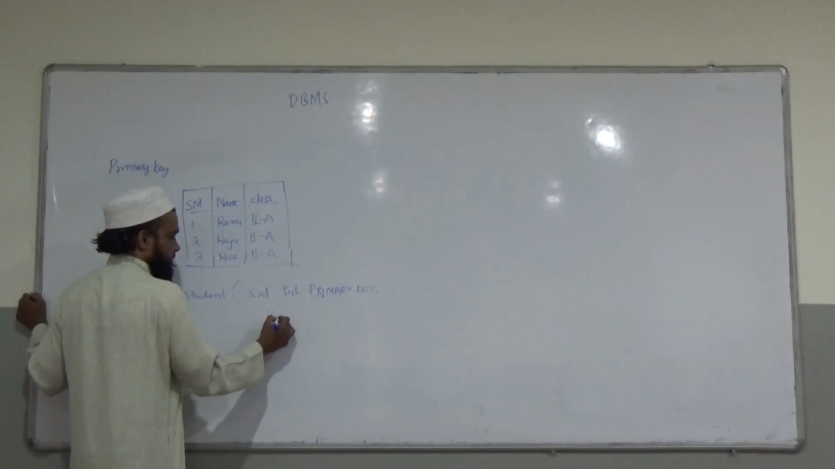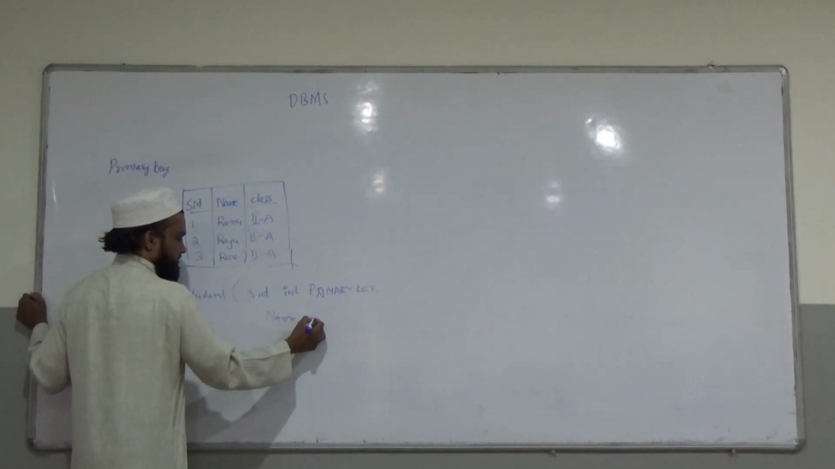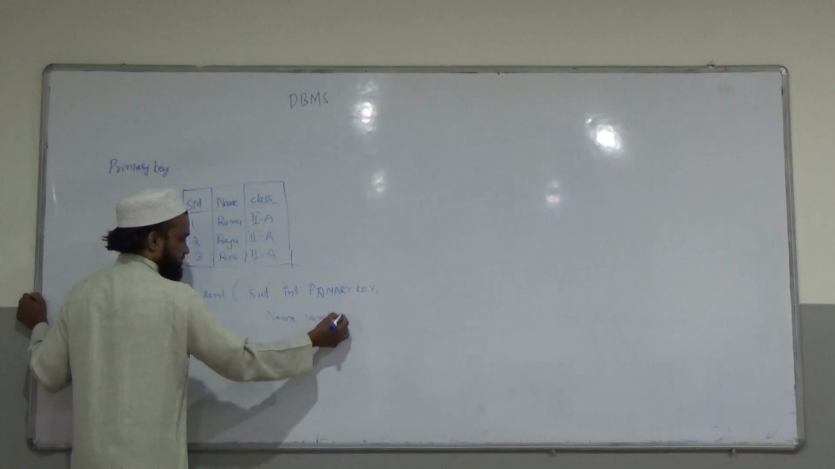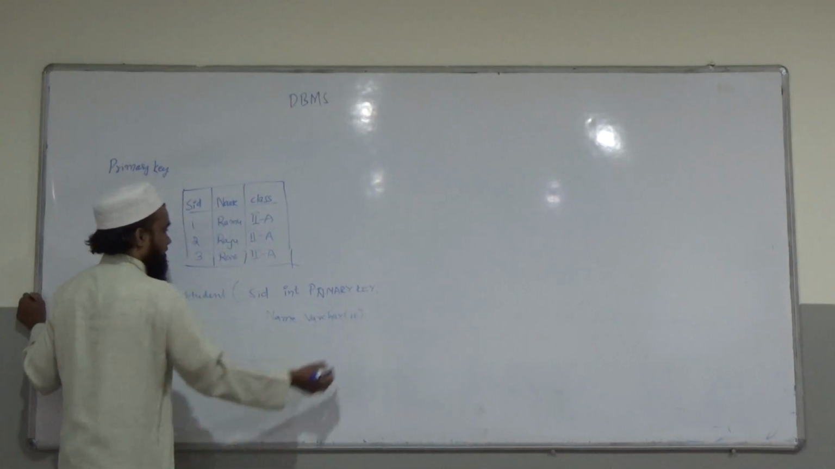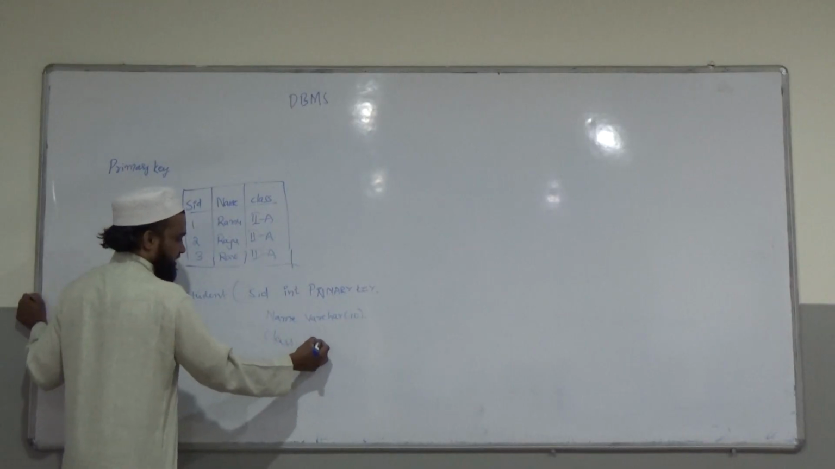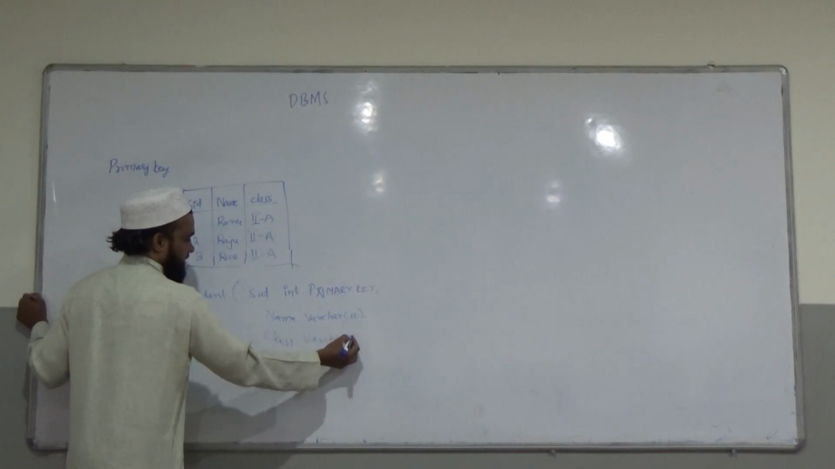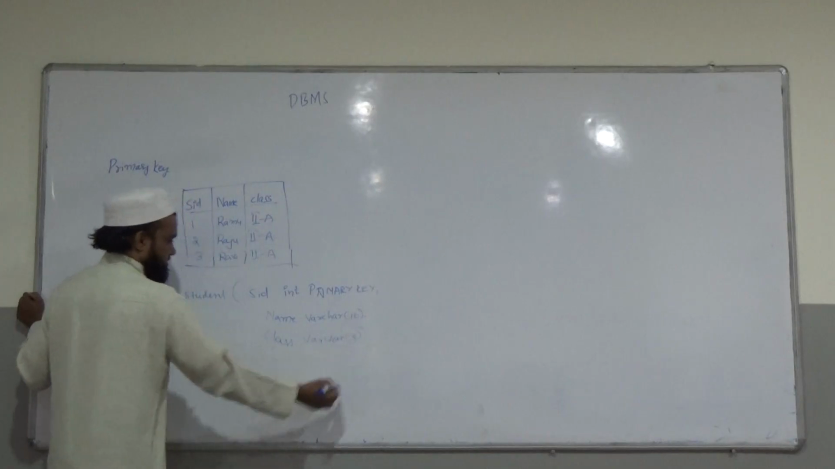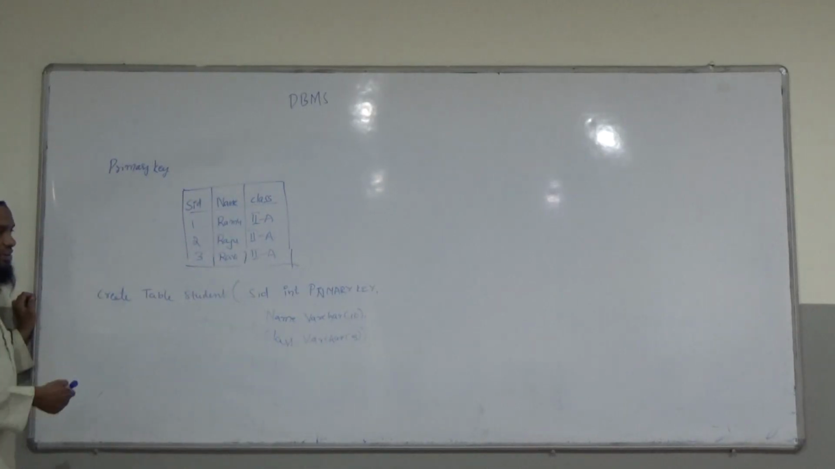For example, name. Name is of type varchar. You should also give some size here. And after that, class. Class is also a varchar. For example, its size is 5. This is the command to create the primary key table.